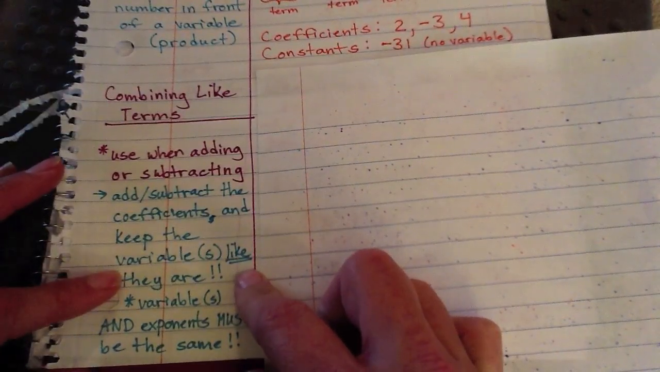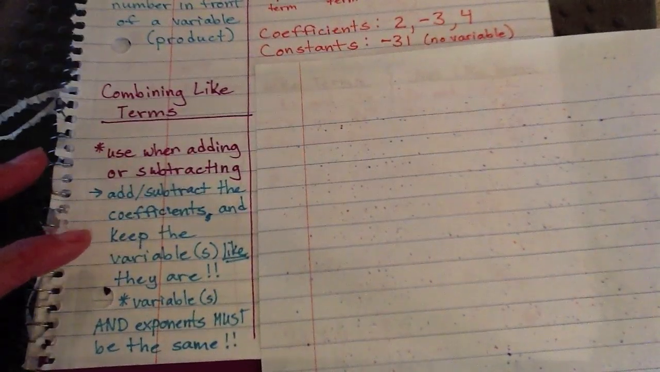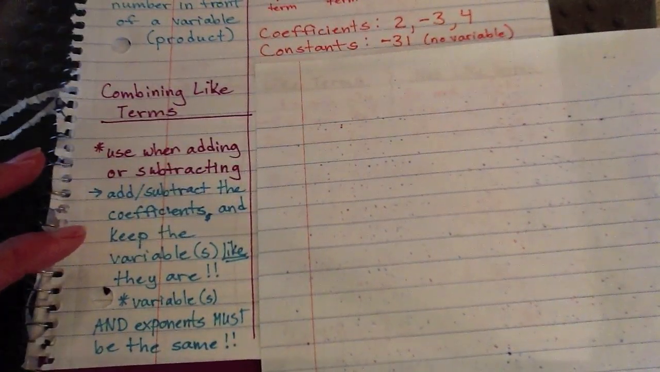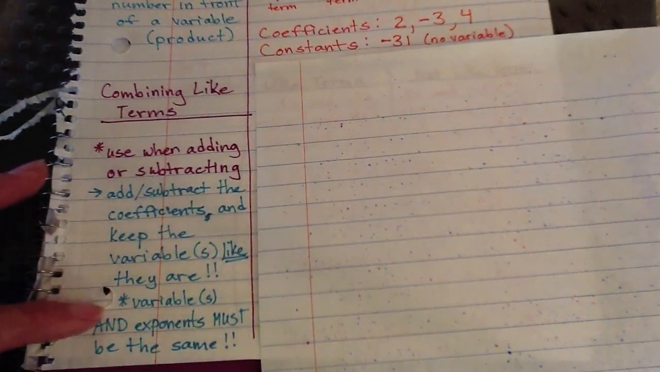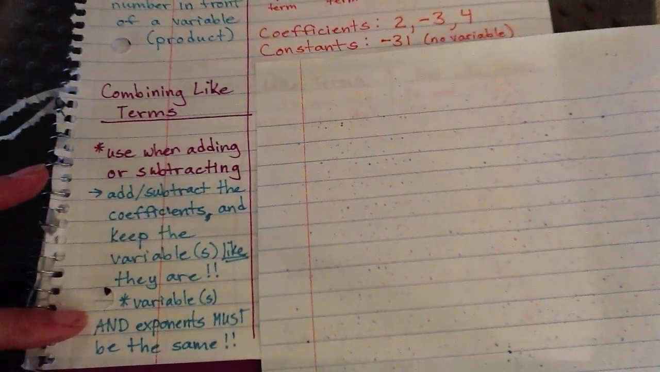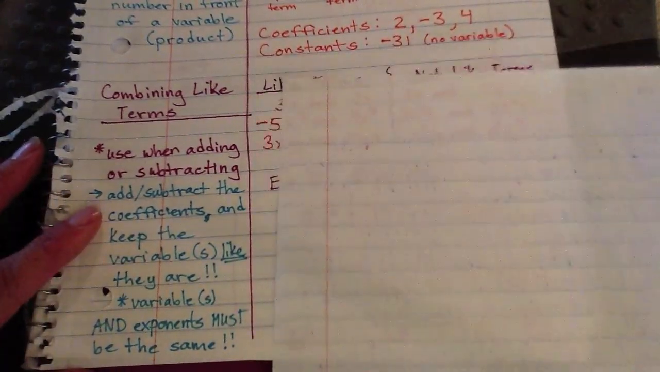And the way I remember that is like terms like they are. The reason I'm combining things that are alike is because I'm not going to change that term, the variable of it. And exponents must be the same in order for it to be a like term. So I'm going to go ahead and give you some examples of that.